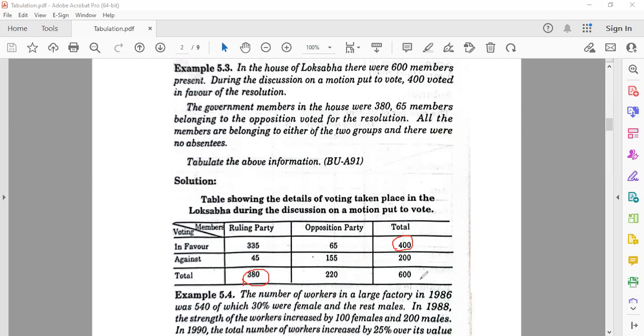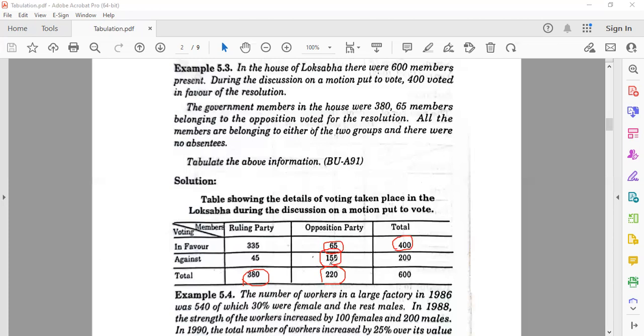When we know that total members are 600, 600 minus 380 is 220. That is how you get the opposition count. 65 members belonging to the opposition party, so 65 people of the opposition party voted in favor. That is what the data is given here. The total count of the opposition party is 220. So 220 minus 65 is actually 155, which is the voting against. So that is how you get the 155.